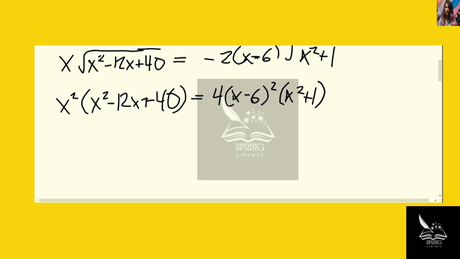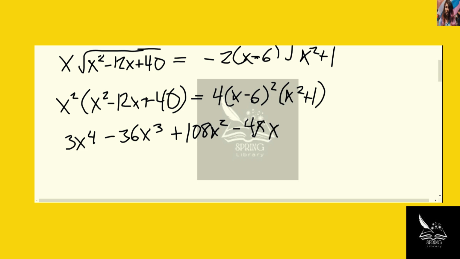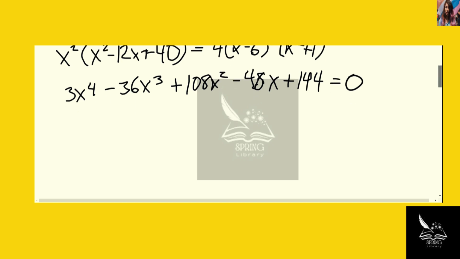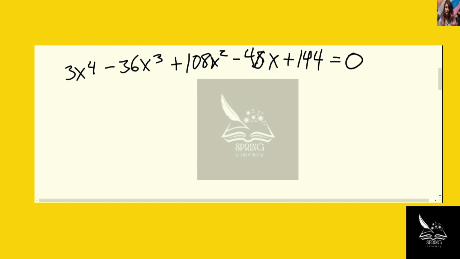If you simplify this polynomial equation, you should get 3x to the fourth minus 36x cubed plus 108x squared minus 48x plus 144 equals 0. Now this is a quartic polynomial. You're probably going to have to use a solver or a graphing calculator to find the zeros. So we have two real zeros that we care about.